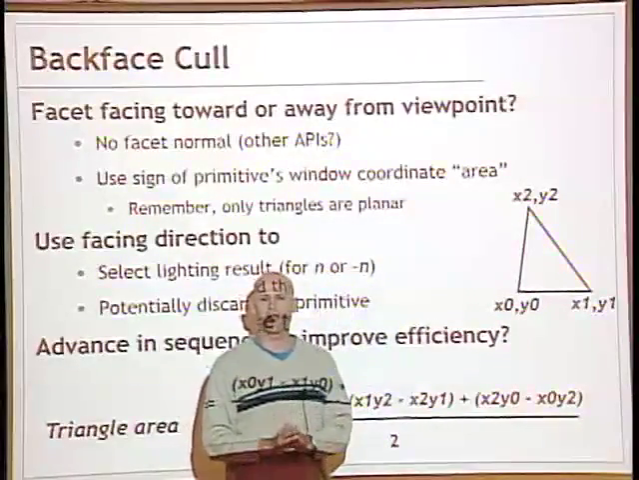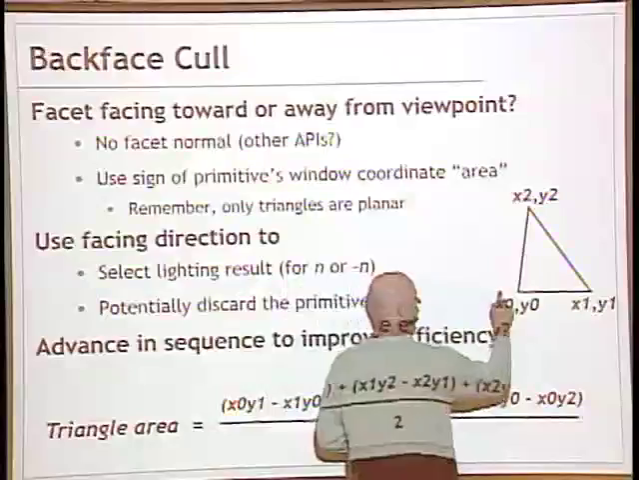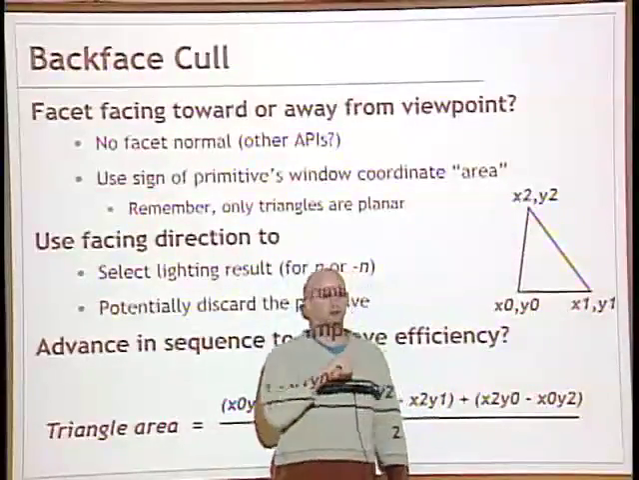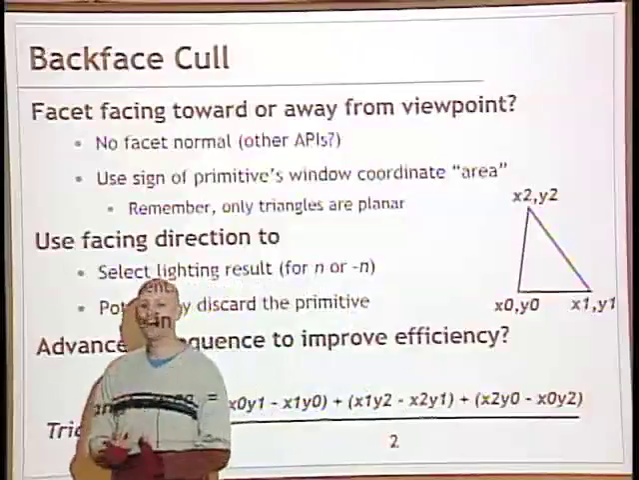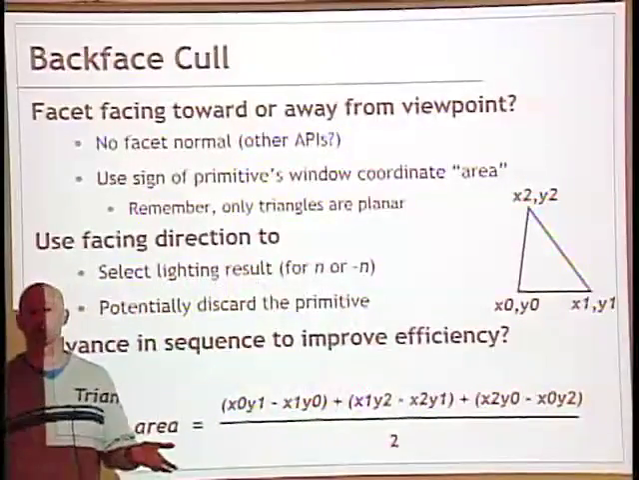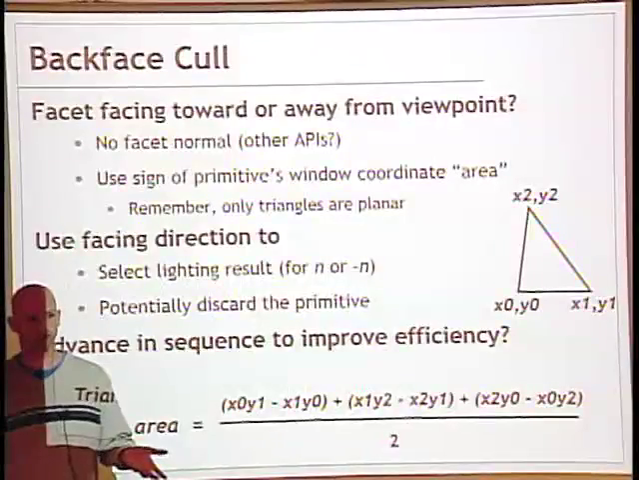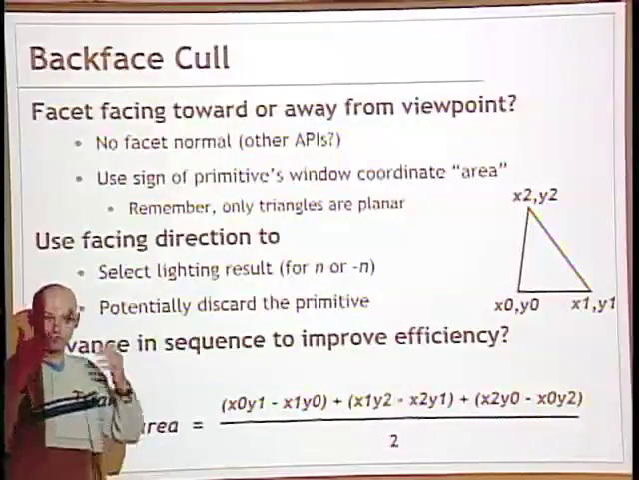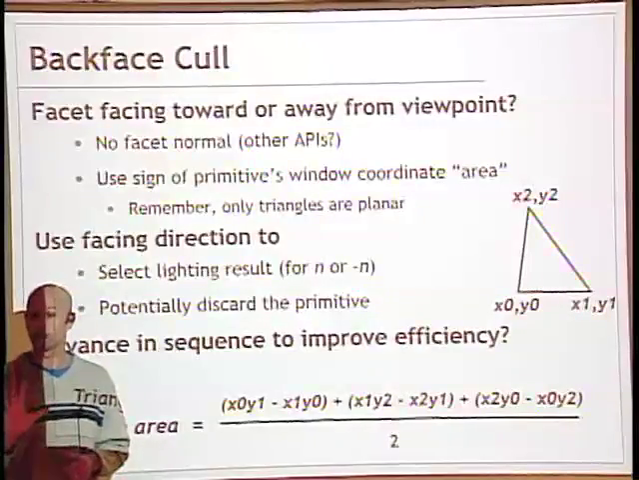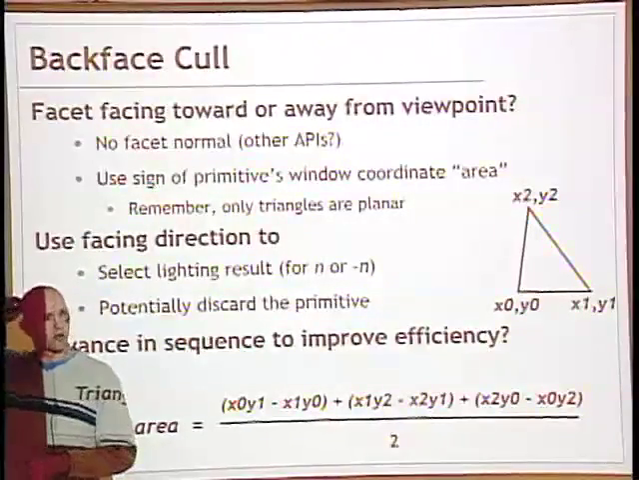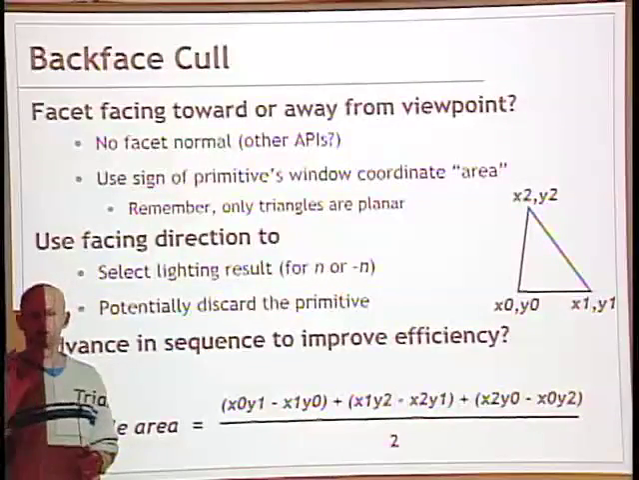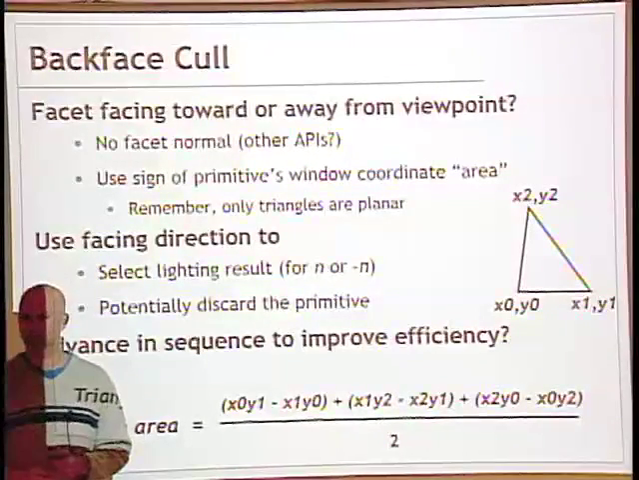And we're going to define our area that way. Positive areas go in this winding order. Negative areas go in this winding order. If I specify all my triangles in counterclockwise order, then when we look at the triangle, the ones that face toward the camera are going to appear counterclockwise. The ones that face away from the camera, we're looking at their backside, so they're going to appear clockwise.